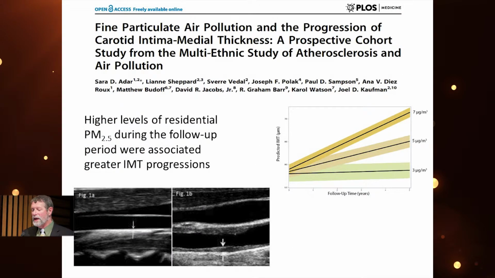So MESA Air was a very important study. Mike Jerrett and I were both on their external advisory committee, EPA funded. And MESA was the Multi-Ethnic Study of Atherosclerosis. University of Washington investigators linked up with the MESA study, which was all over the country, to study the effect of air pollution on an array of cardiovascular endpoints that this MESA study was obtaining.